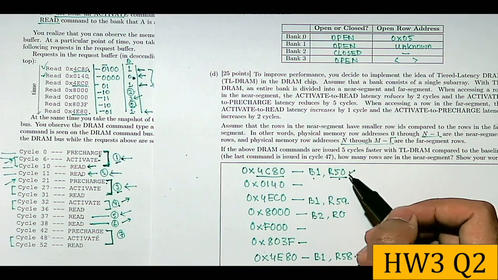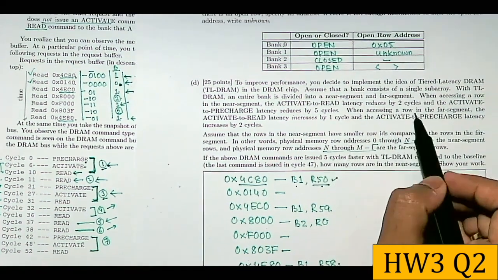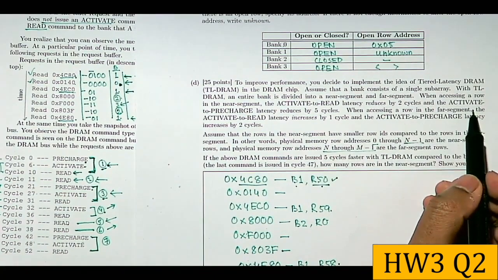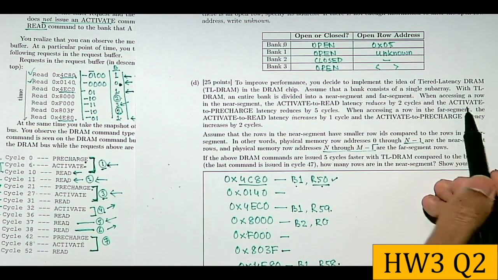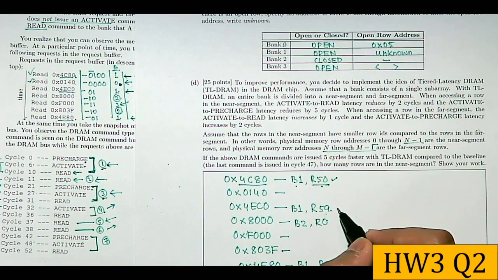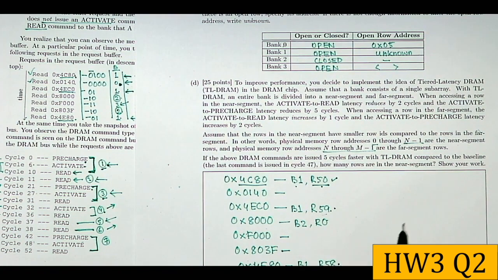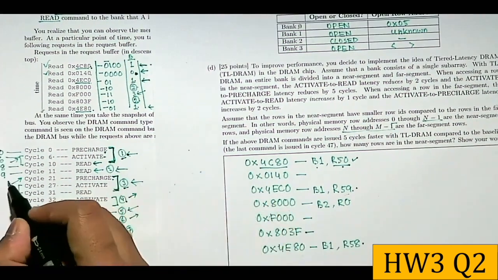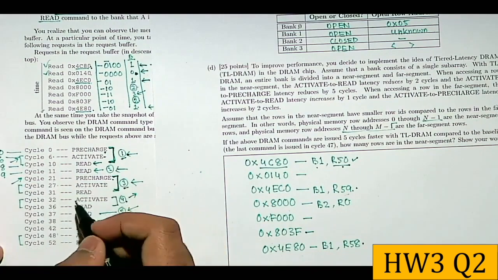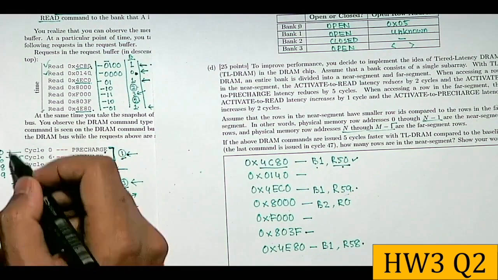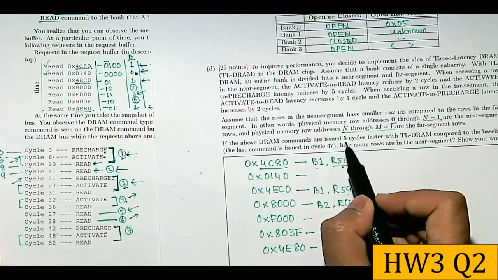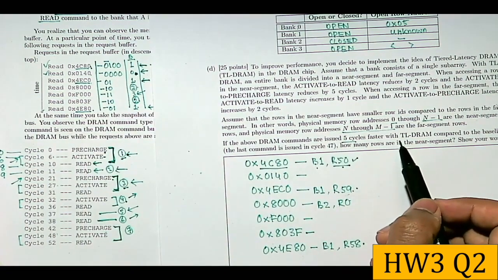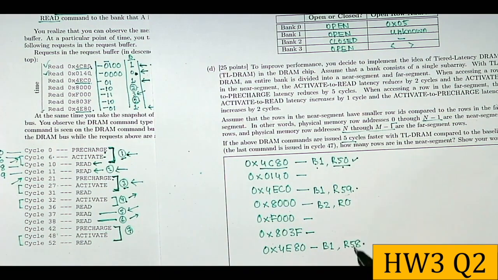Okay? So any access to the near segment comes with 2 benefits, activate to precharge and activate to read. Some cycle savings, okay? Anything on the fast segment, which I considered to be this one and this one, comes with a penalty, some access penalty. Make sense? So right now, I'm just trying to figure out whether my intuition is correct by getting the timeline. If my timeline doesn't match the constraint that you have 5 cycles faster, then I will roll back and consider some other row to be the boundary. Does that make sense? Okay.